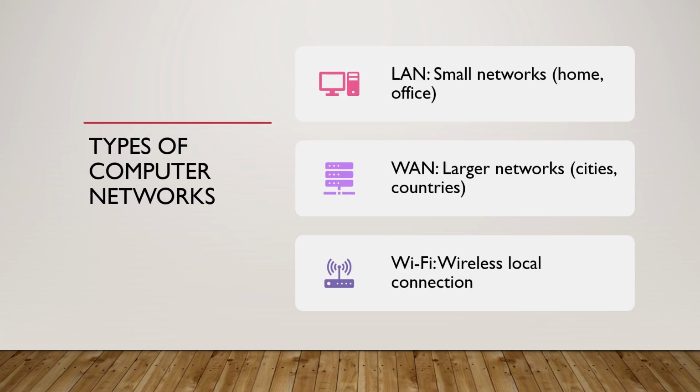Now, depending on how many friends are talking, we have different kinds of networks. We have a LAN, a local area network. Think of this like your home or office, just a small group of devices sharing a connection. We have our WAN, our wide area network. Now we're talking much bigger. WANs connect cities or even countries. The internet itself is the biggest WAN in the world.